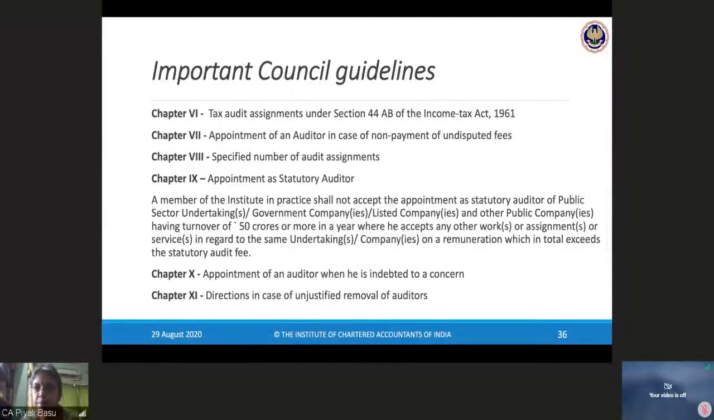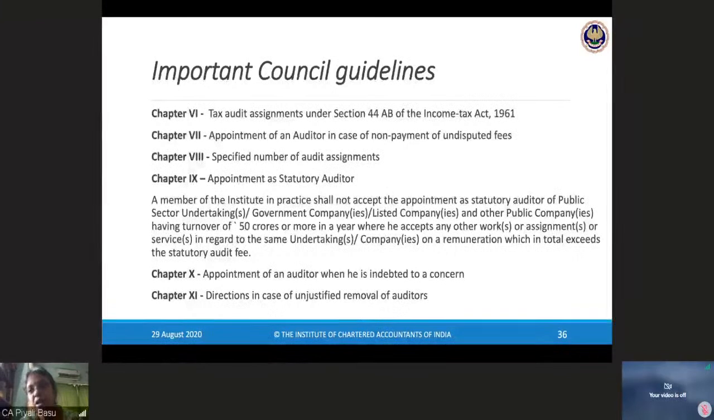That fee is not paid, and that particular company decides to appoint another auditor. So, the new auditor, will he be guilty if he sees that the retiring auditor has not been paid the undisputed fees?